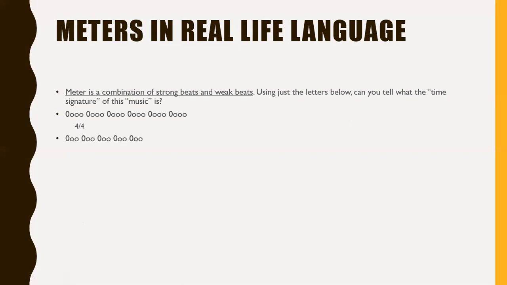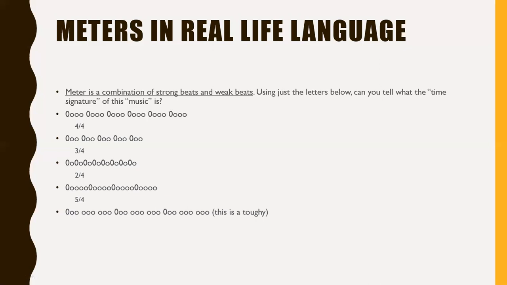So how about this one? You see your pattern, and you say, oh, it's in 3/4. 1, 2, 3, 1, 2, 3. Organization of strong and weak beats. How about this one? If you said 2/4, you would be correct. And this one, if you said 5/4, you're correct. 1, 2, 3, 4, 5.